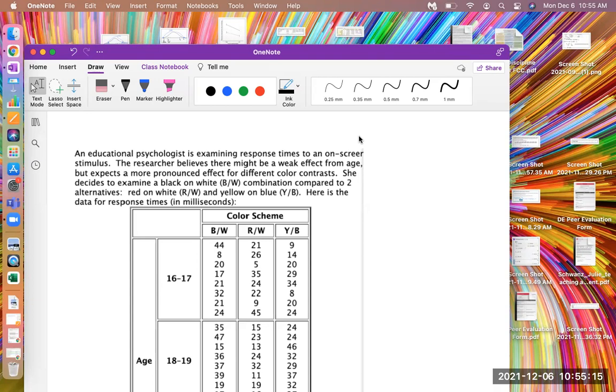So an educational psychologist is examining response times to an on-screen stimulus. The researcher believes there might be a weak effect from age, but expects a more pronounced effect from different color contrasts. She decides to examine a black on white combination compared to 2 alternatives, red on white and yellow on blue. Here is the data for response times in milliseconds.